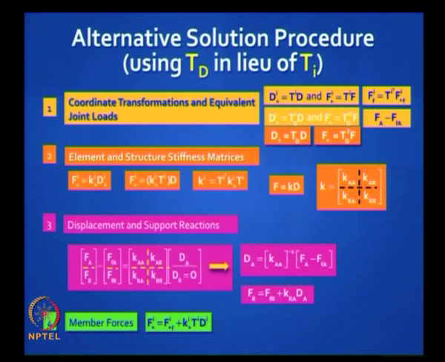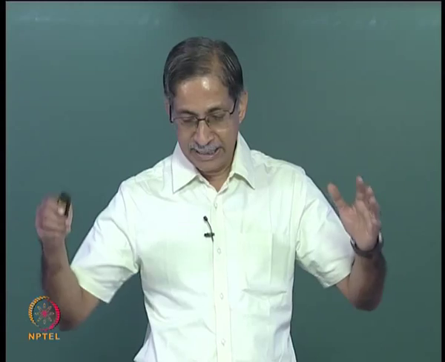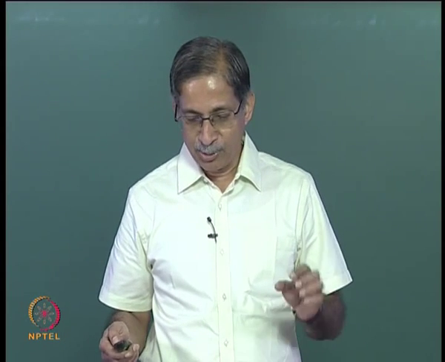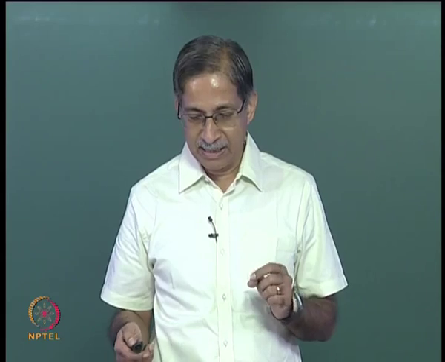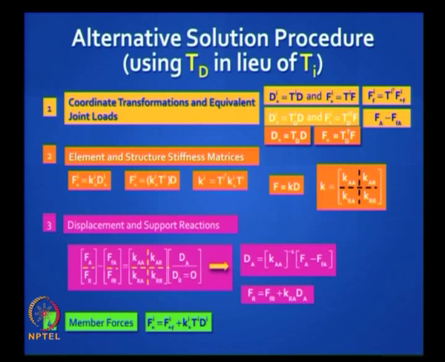D star is TD into D, that's for the assembled one. And if you are doing it element by element, it's di star is equal to TiD into D, and for the forces you have the contragradient principle, which means you have to take the TD transpose. So if you are doing this method, then you forget about the TI matrix. This is the replacement.